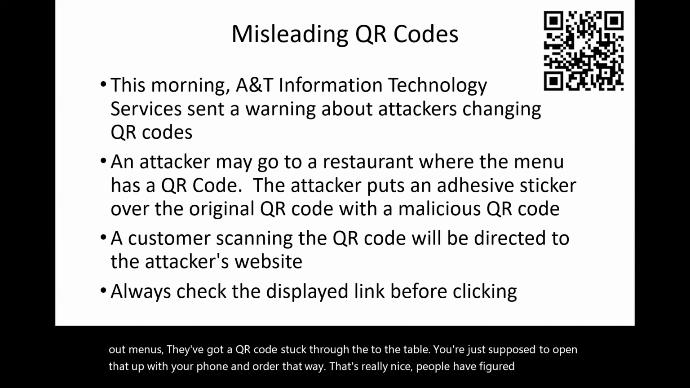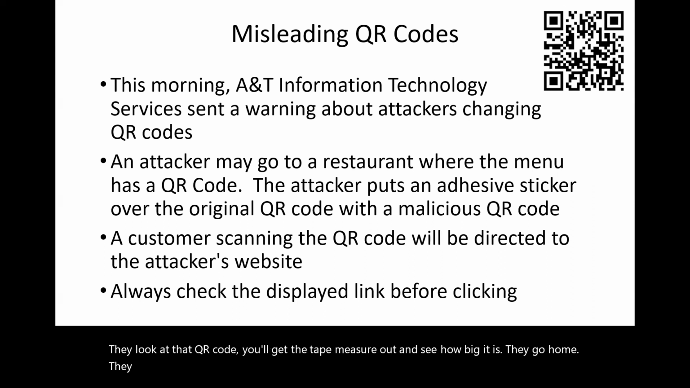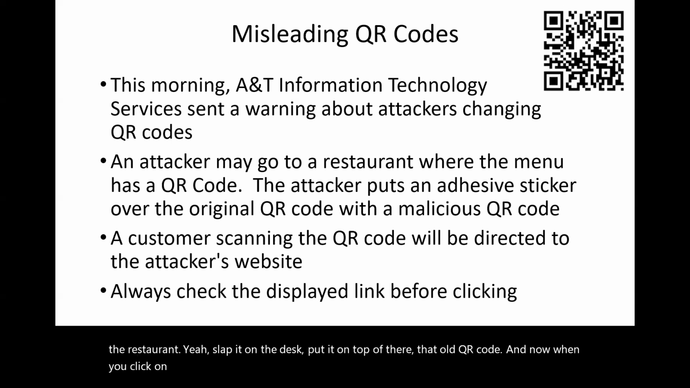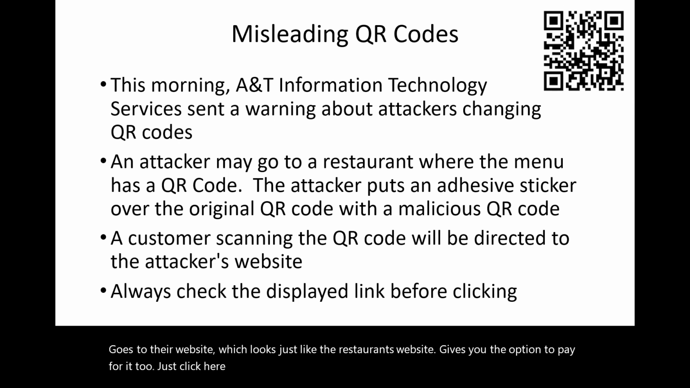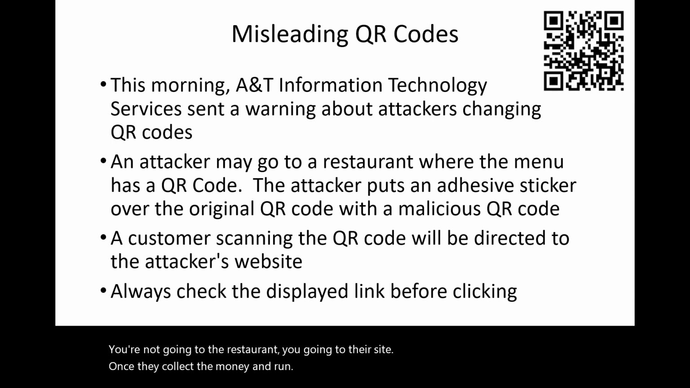People have figured out, though, they look at that QR code, they get the tape measure out, see how big it is. They go home, they print up their own QR codes for their website, little adhesive, stick it on, they come to the restaurant, snap it on the desk, put it on top of that old QR code. And now when you click on it, it goes to their website, which looks just like the restaurant's website, gives you the option to pay for it too. Just click here, order your stuff, and pay for it. Well, when you're paying for it, you're not going to the restaurant, you're going to their site. Once they collect the money, they run. So it's sometimes wise to watch out, where is this going?